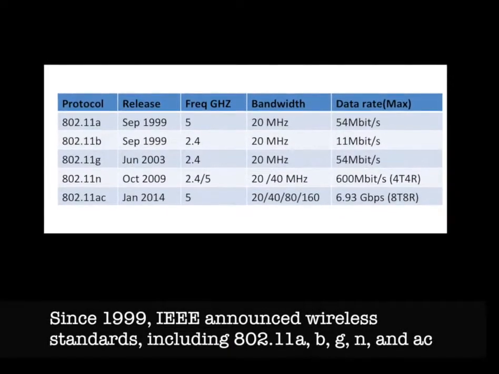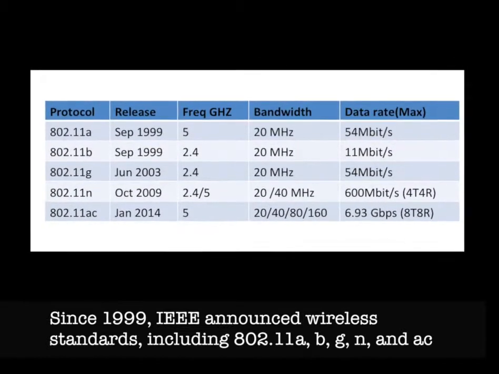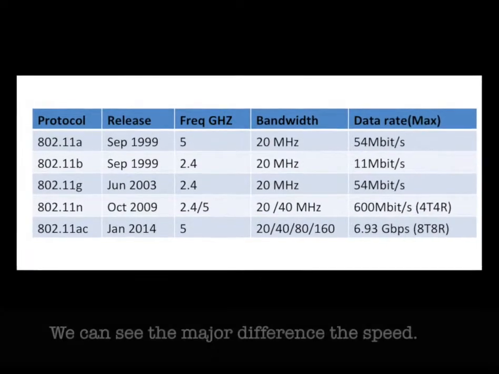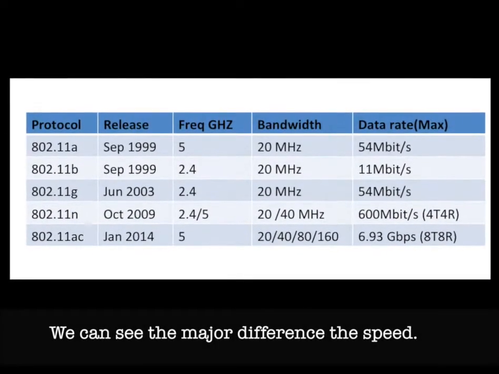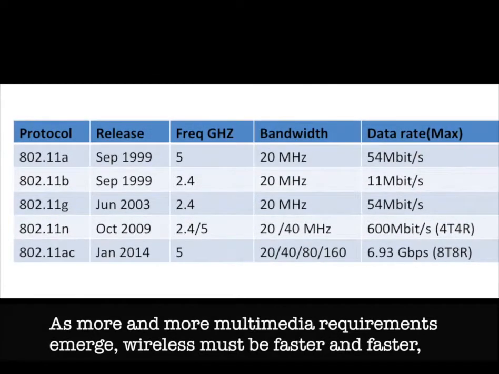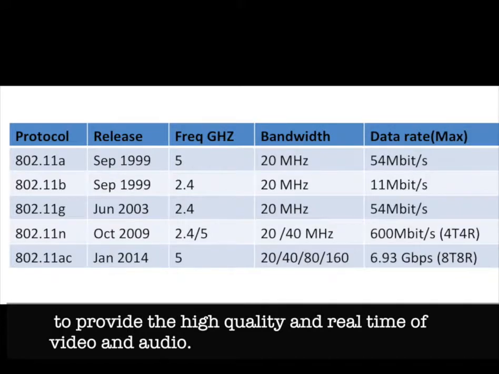Since 1999, IEEE announced wireless standards, including 802.11a, b, g, n, and ac. We can see the major difference: the speed. As more and more multimedia requirements emerge, wireless must be faster and faster to provide the high quality and real-time of video and audio.